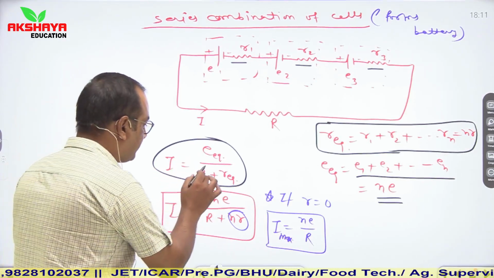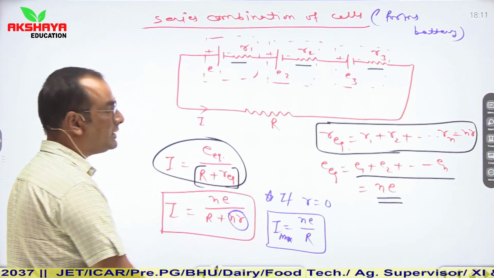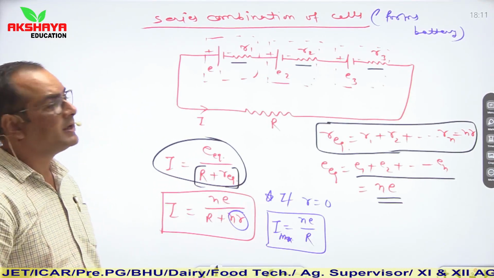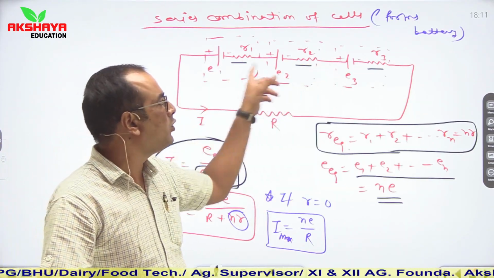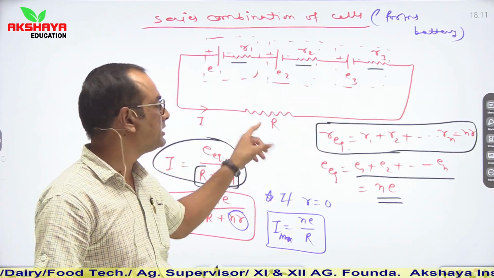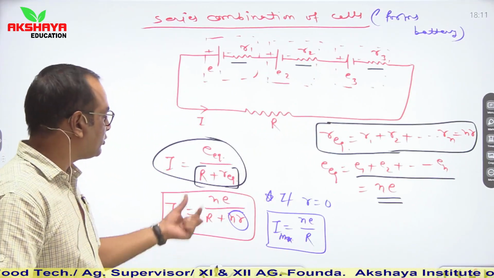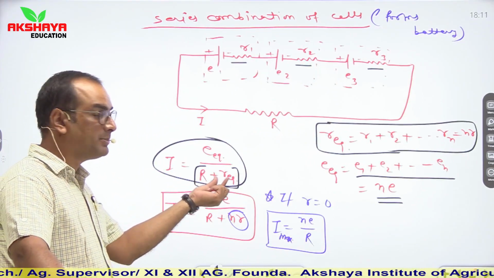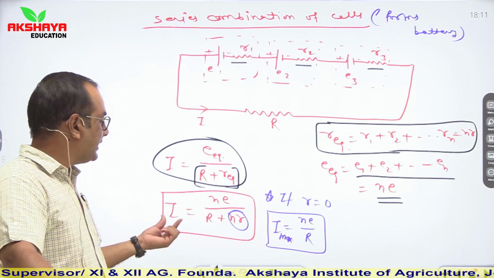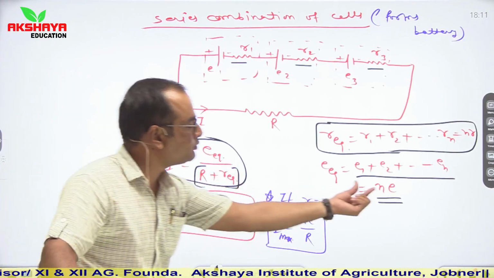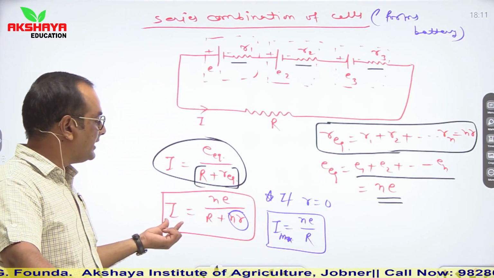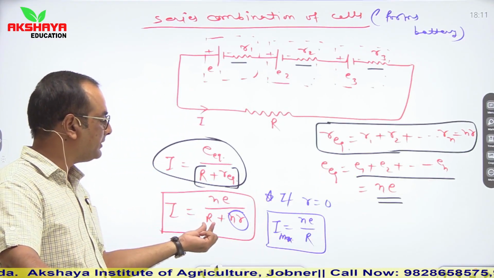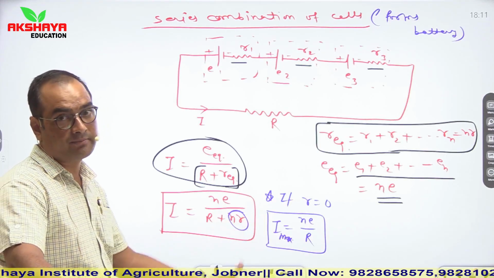This capital R plus r equivalent is known as the equivalent resistance of the circuit. You can clearly see from here that r1, r2, r3 are all connected in series with the load resistance capital R. So here the total resistance becomes equal to capital R plus small r equivalent. So I is equal to E equivalent upon R equivalent, where E equivalent is equal to nE and r equivalent is equal to nr. Placing these values, I is equal to nE upon capital R plus small nr.